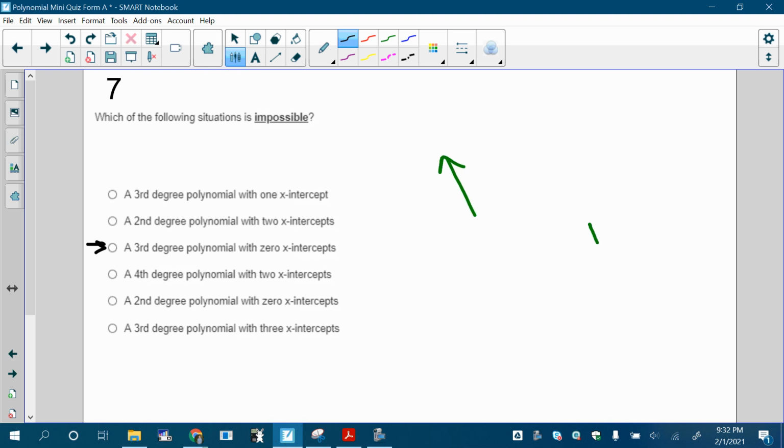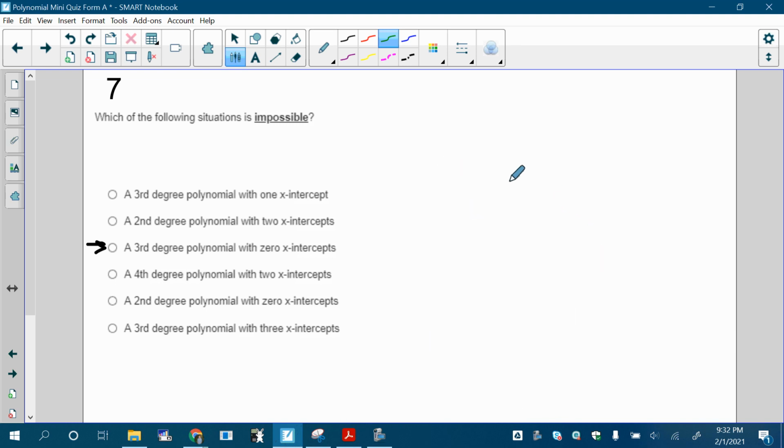Starts up and ends down. Starts down and ends up. It's impossible to have a graph that has end behavior like that that doesn't pass through the x-axis at all. It doesn't have an x-intercept. It has to hit the x-axis at some point if it's going to go from the top to the bottom or the bottom to the top. Okay, that just has to happen.